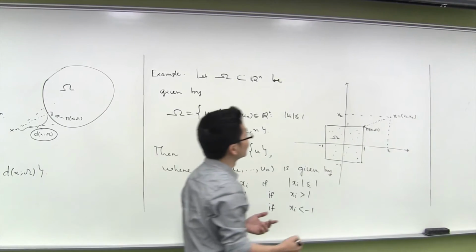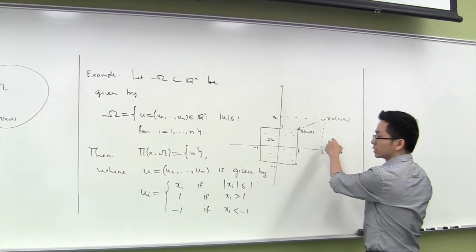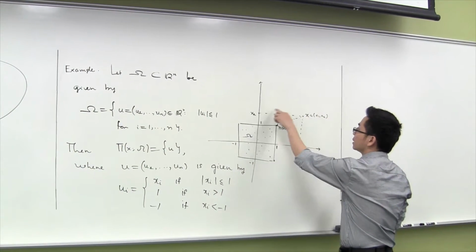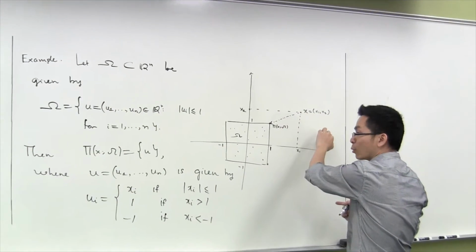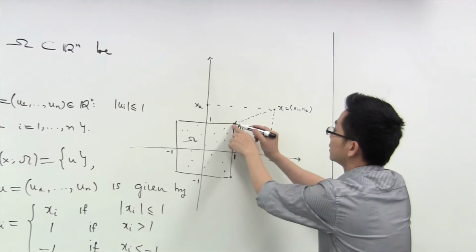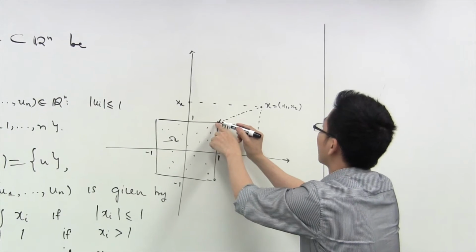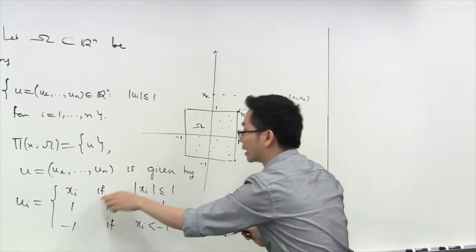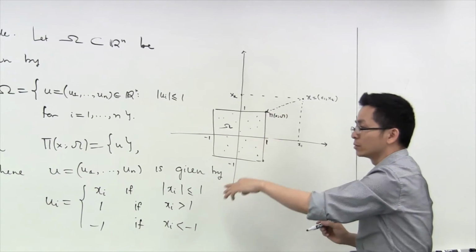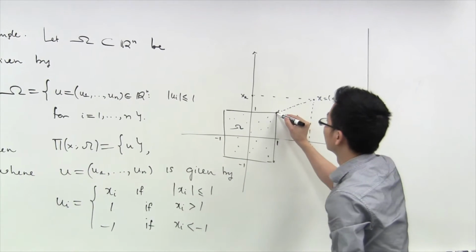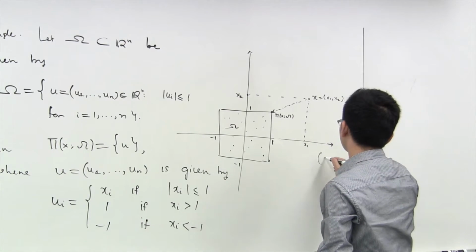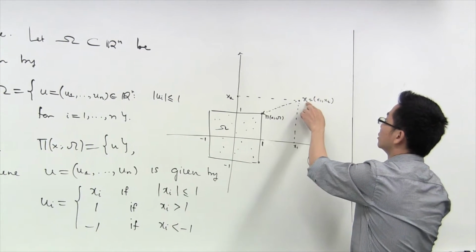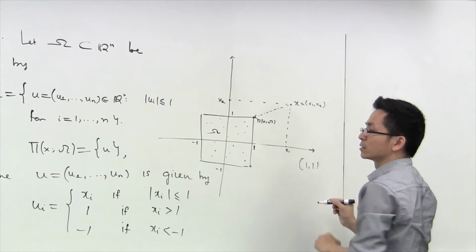Like in this figure, we can see that both x_1 and x_2 here are greater than 1. Then this is the Euclidean projection from x to omega. Because each x_i is greater than 1, u_1 and u_2 are equal to 1. So we obtain the point (1, 1), which is the Euclidean projection from x to omega.